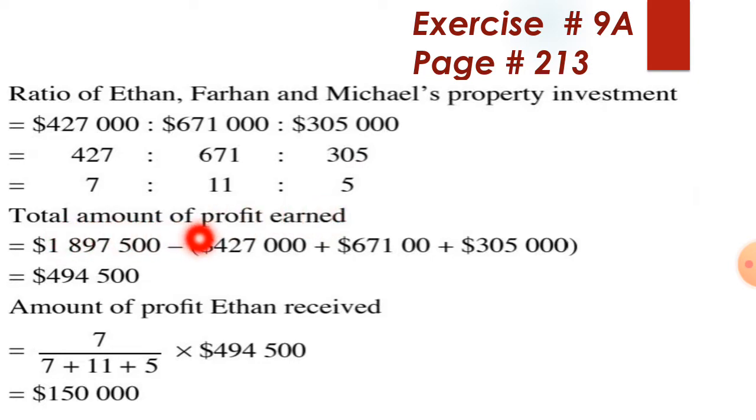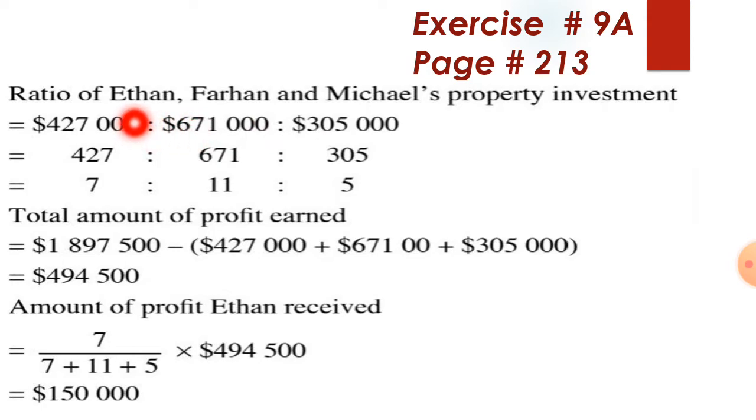So the total amount of the profit earned: the value for which they sold the company, minus what they invested. We will write it separately, but the three amounts that were given in the question, we are going to add these three and subtract the total from the amount that was sold. When you add these three numbers and subtract from the amount sold, you will get $4,94,500.